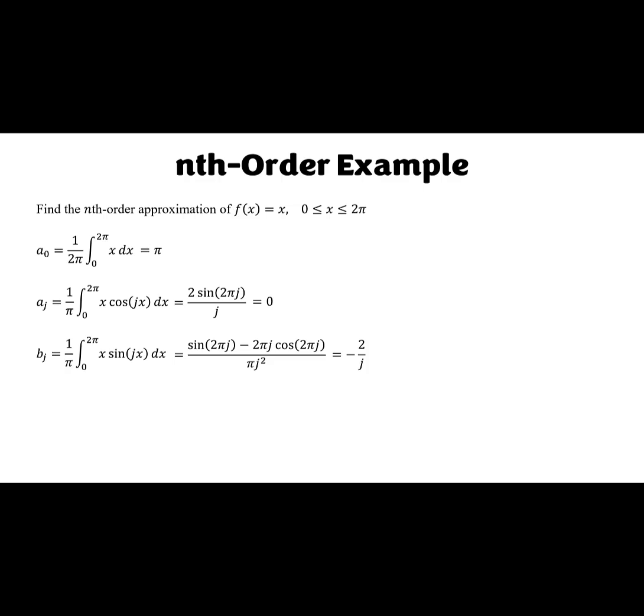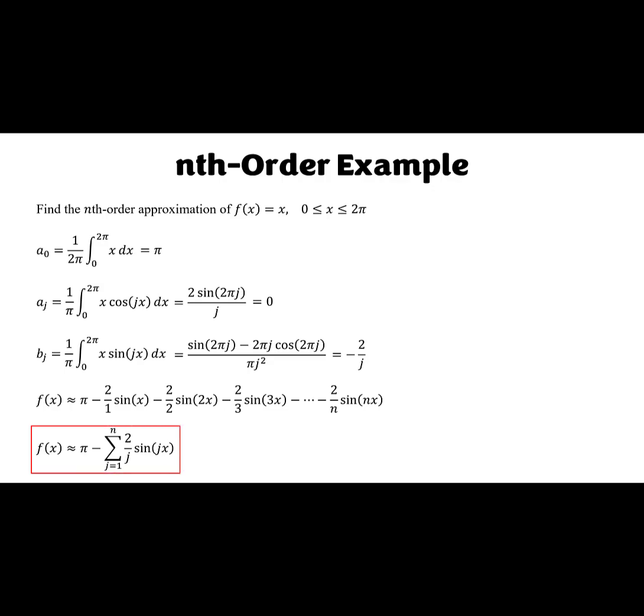So you can write the Fourier approximation like this: pi minus 2 over 1 sine of x minus 2 over 2 sine of 2x, all the way to minus 2 divided by n sine of nx. And if you prefer summation notation, you can write it like this.